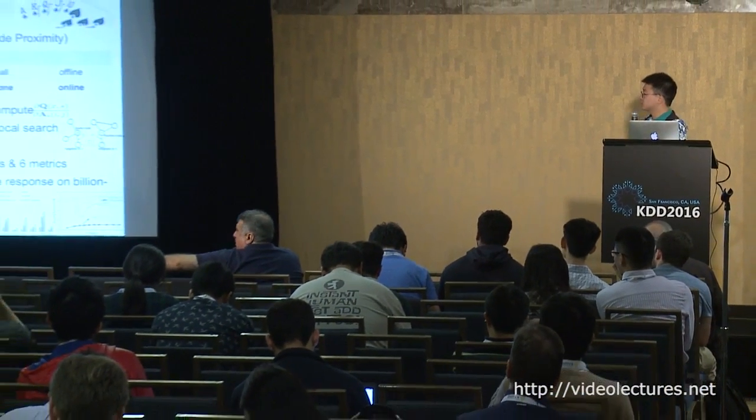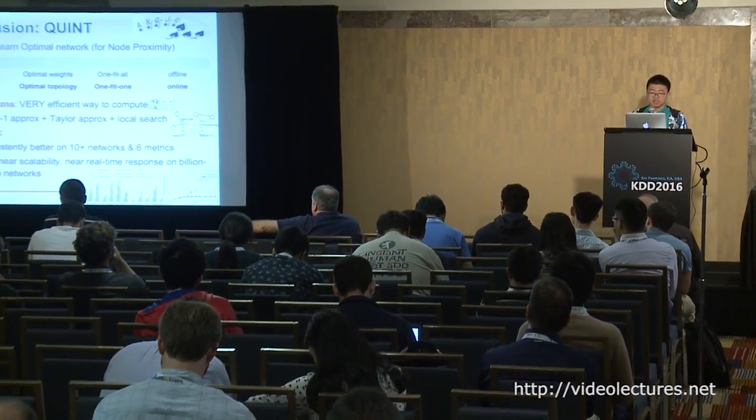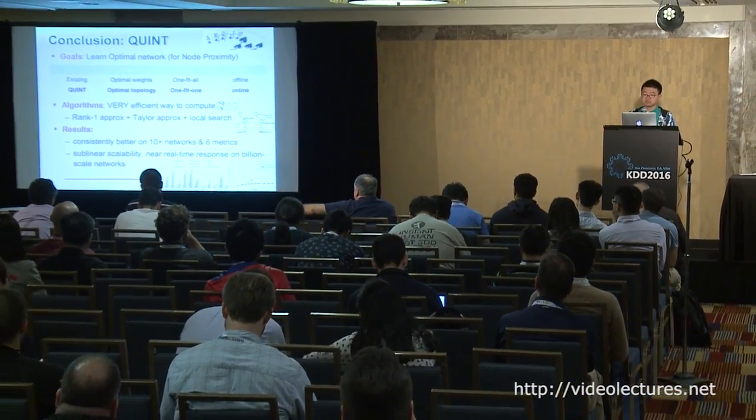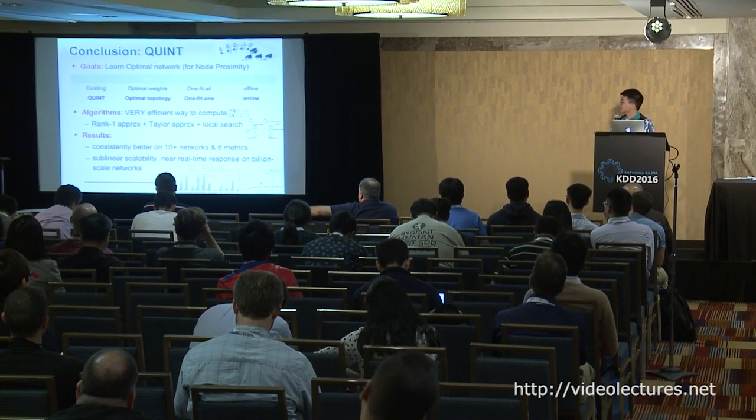The heart of our algorithm is a very efficient way to compute the gradient of the proximity score with respect to each element of S, with rank 1 approximation, Taylor expansion, and local search. Experimental results show that our proposed algorithm consistently performs better than others on 10 networks on 6 metrics. It scales sublinearly, and it has near real-time response on billion scale networks. That's it. Thank you.